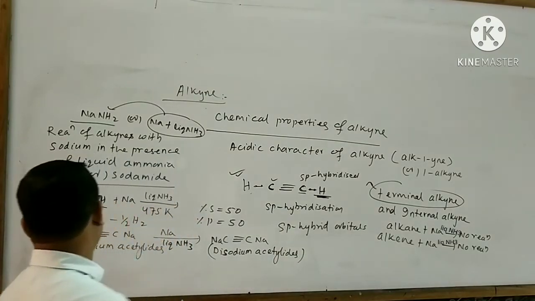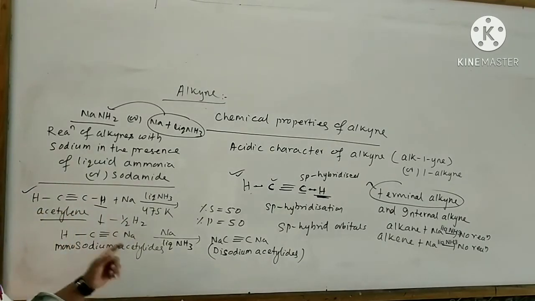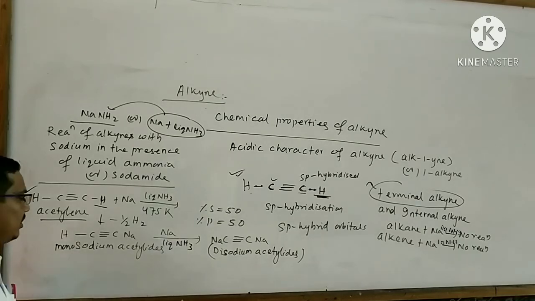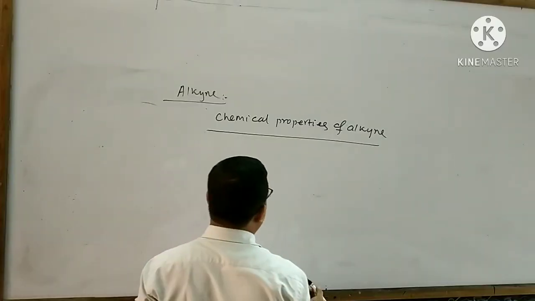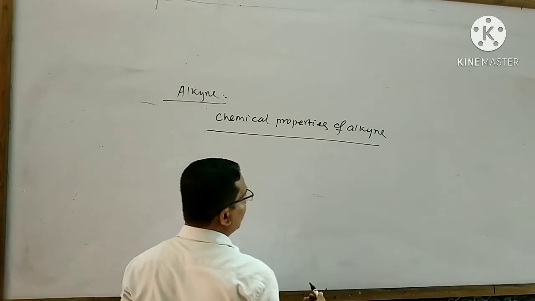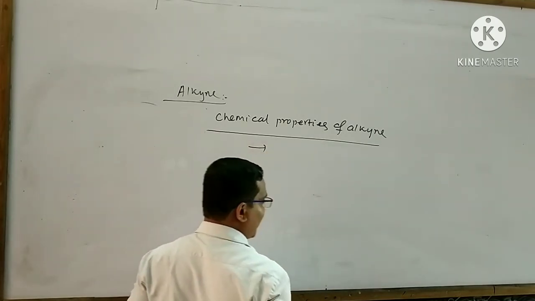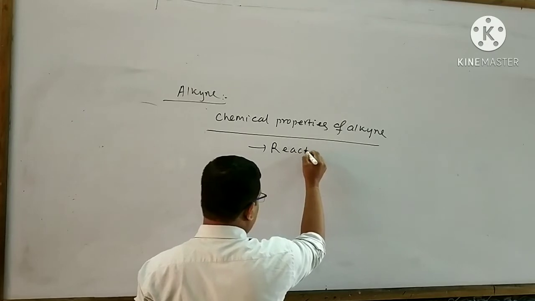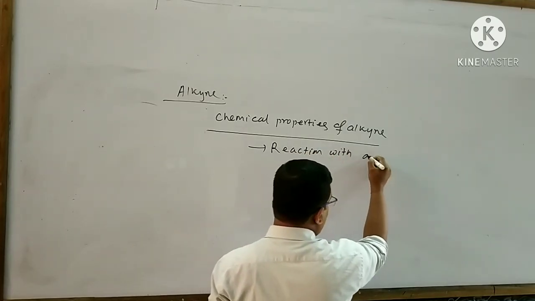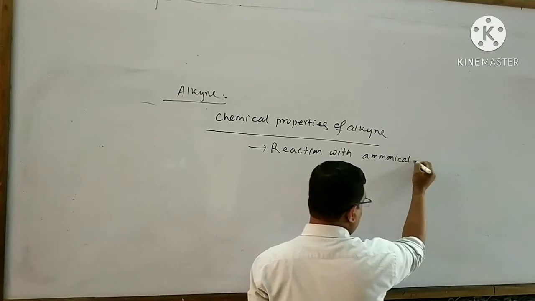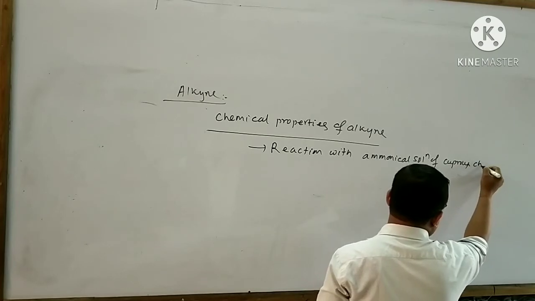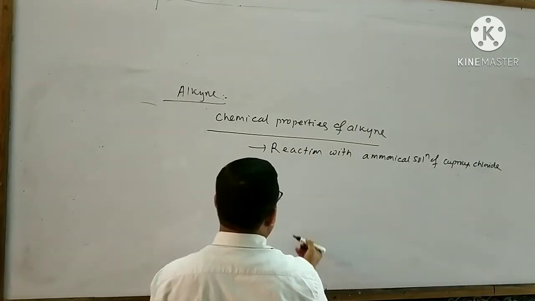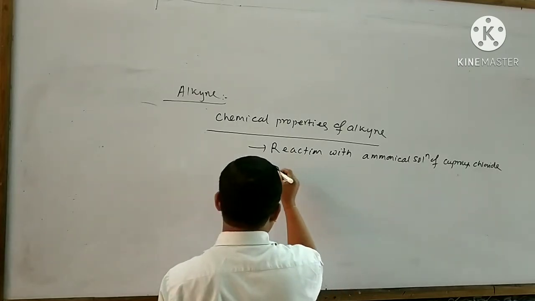You can also take any alkyne and subject it to reaction with sodium in the presence of liquid NH3. It also gives sodium acetylides. Take another reaction to explain the acidic nature of alkynes. The next reaction is the reaction with an ammoniacal solution of cuprous chloride. Take an example of an alkyne.